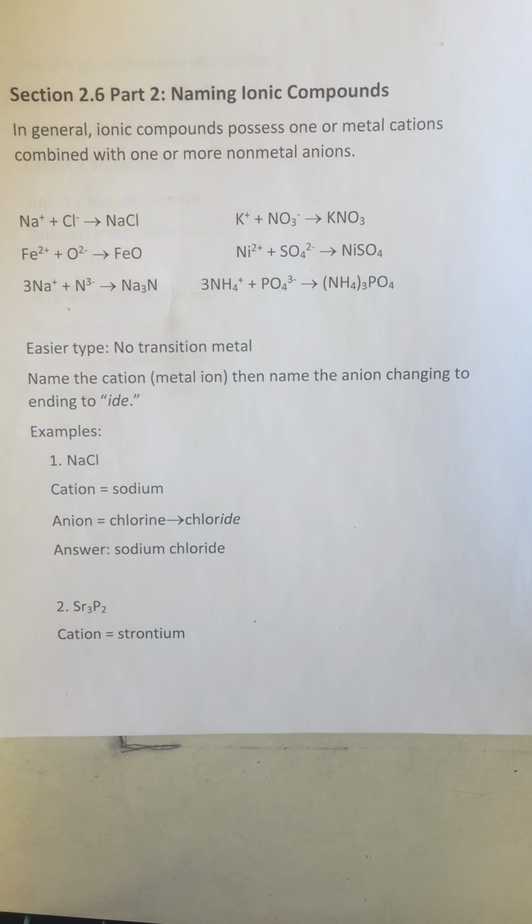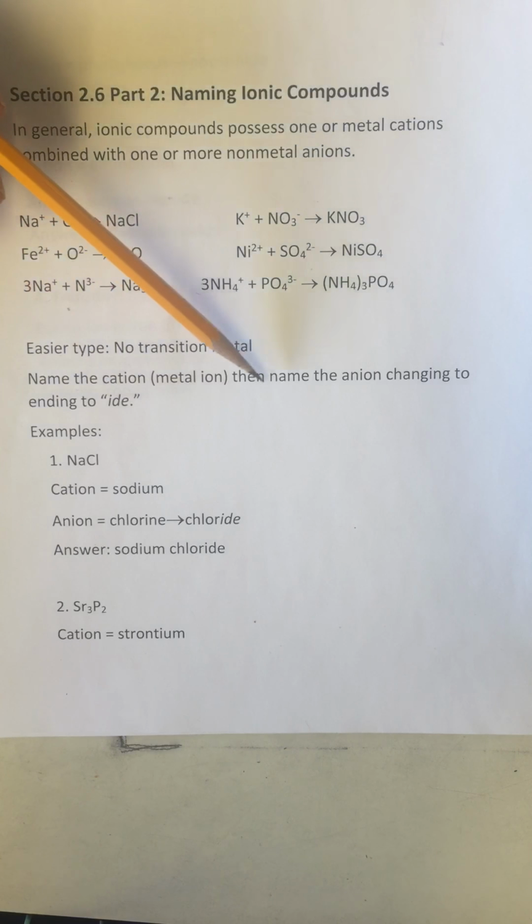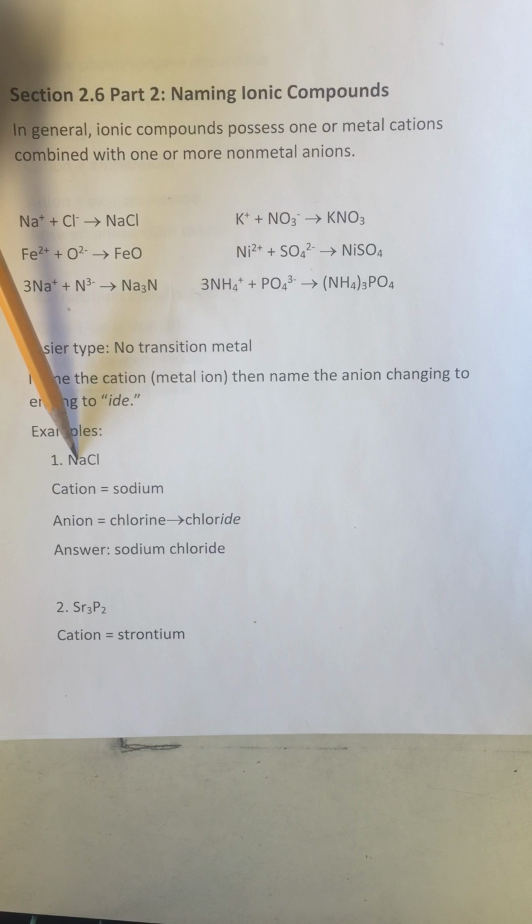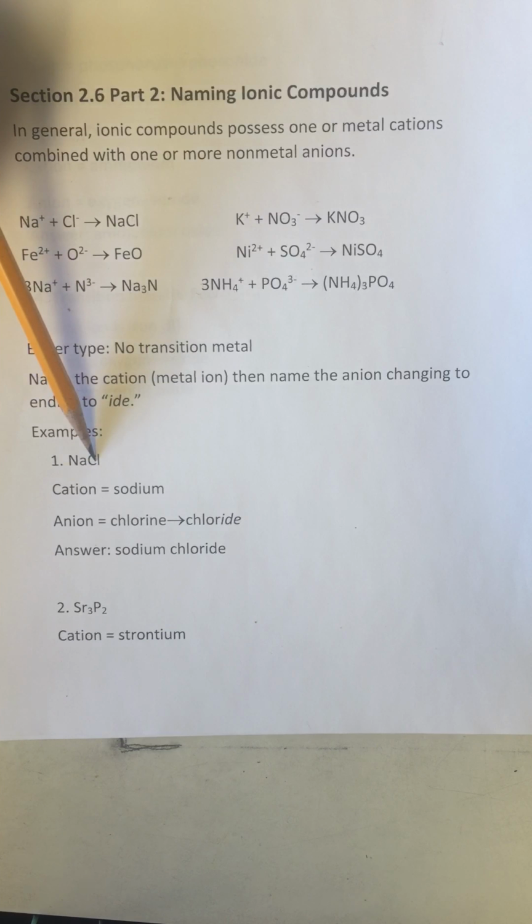Let's try the easier type, which is the case where it's not a transition metal, it's a group 1 or a group 2 metal. Name the cation, the metal ion, and then name the anion, changing the ending of the anion to IDE. Examples, NaCl. So there's your chemical formula. This tells us that this compound has a metal and a nonmetal.